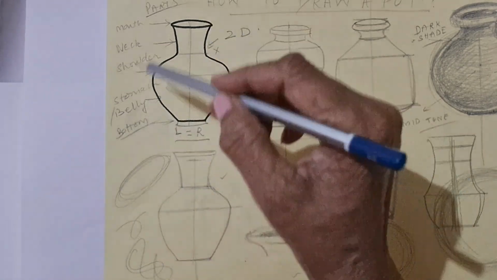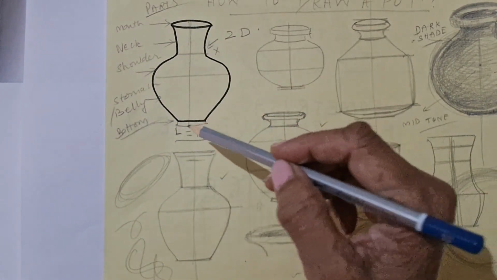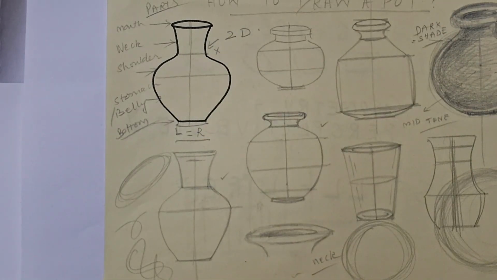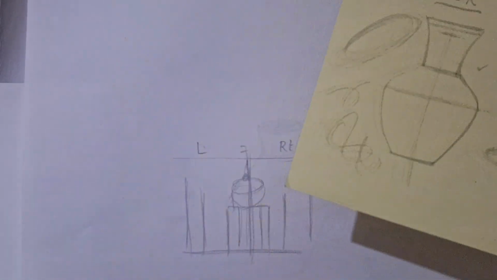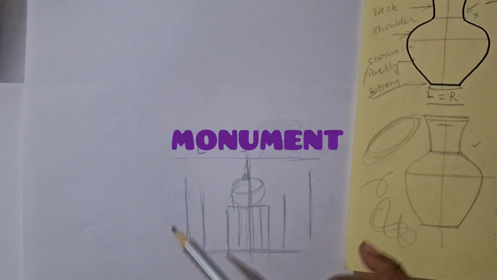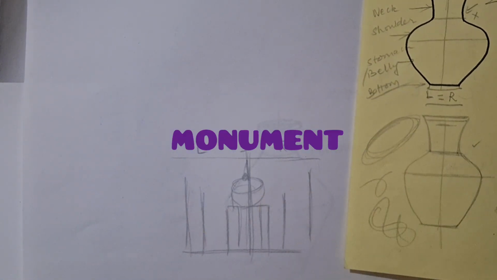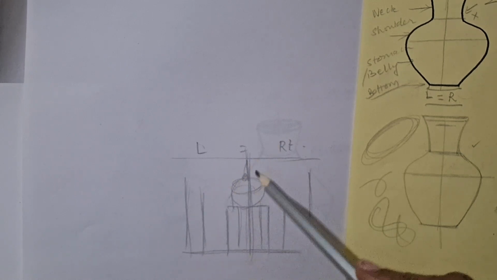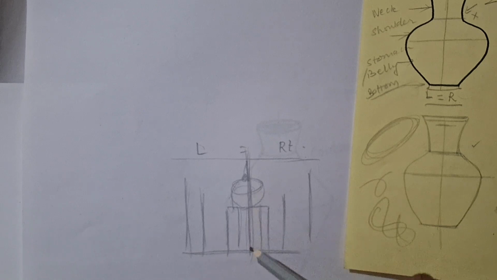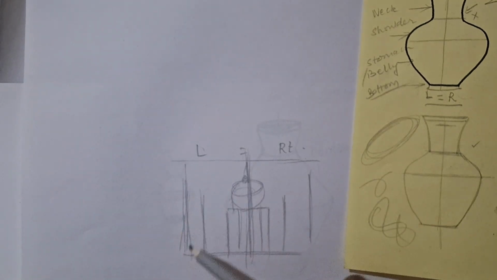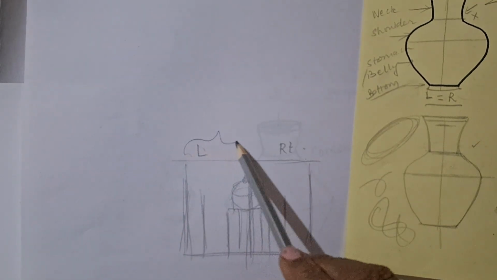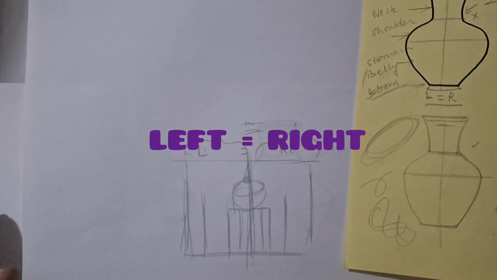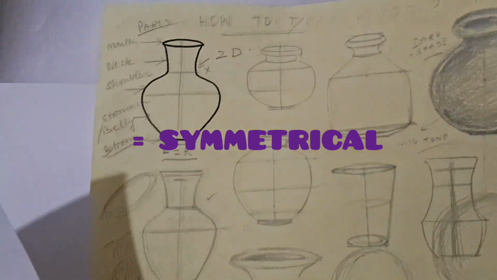Symmetrical means the left side portion, whatever you draw, is equal to the right side. Left equal to right. You must have seen in the Taj Mahal, this famous monument, I have drawn just a layout, not fully. You can see if you divide the image of this Taj Mahal, you can see that the left portion is equal to the right side. That is what I meant by symmetrical object.